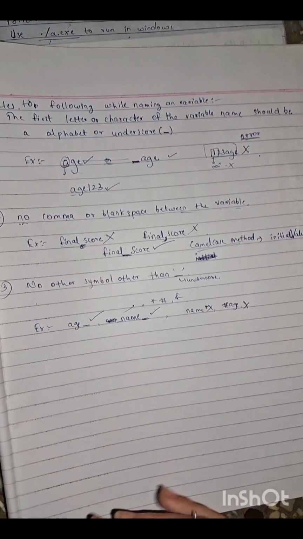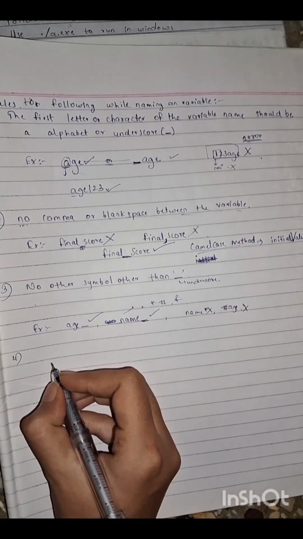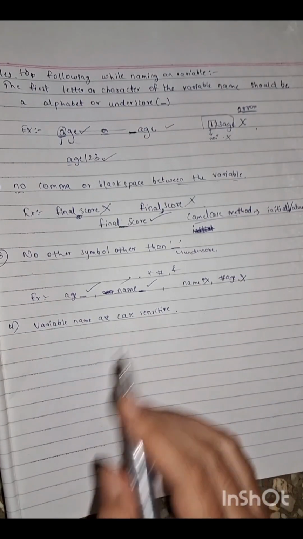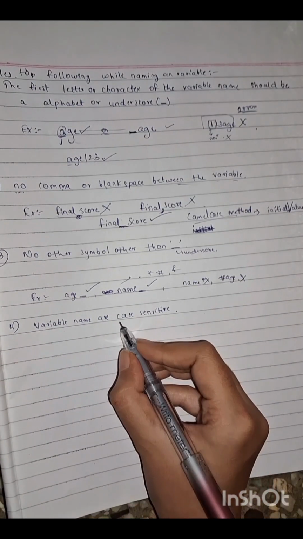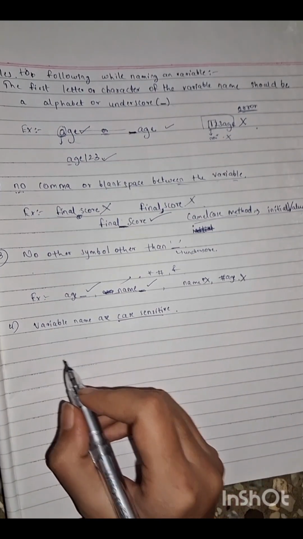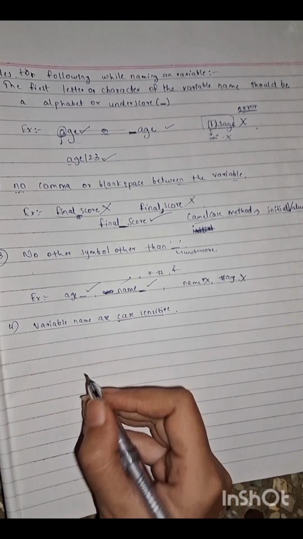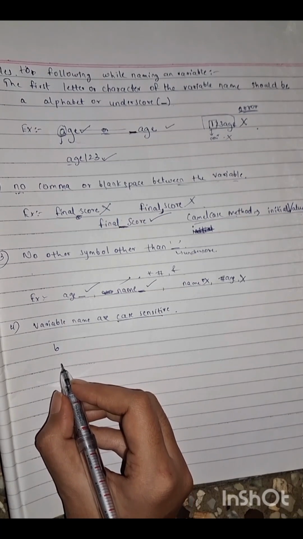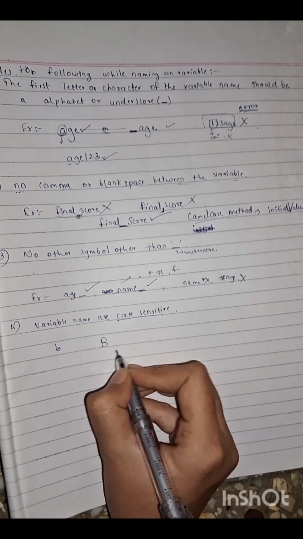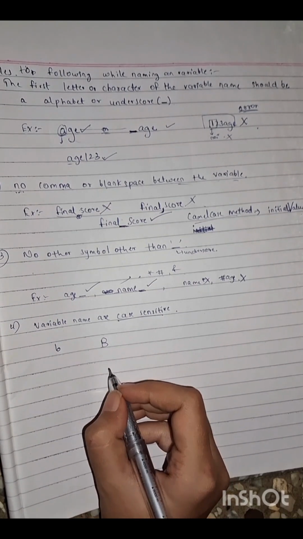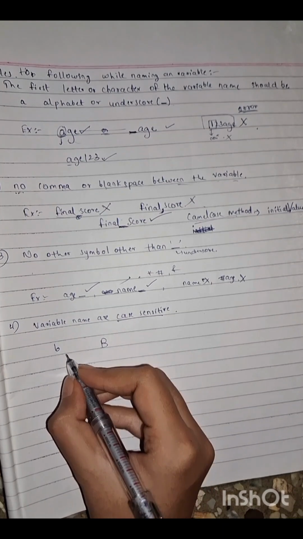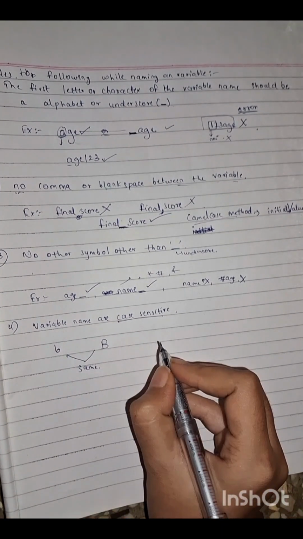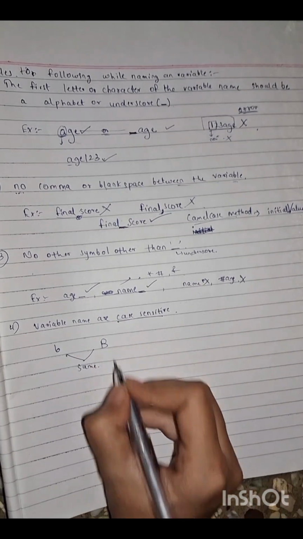Okay, so the last rule, the fourth rule, says that variable names are case sensitive. So what is this case sensitive? I will explain you with an example. What is this? It's a letter, alphabet B. And what is this? This is also alphabet B. For us, these two are same. But for the compiler, these two are different.